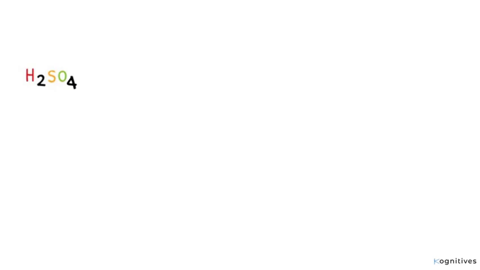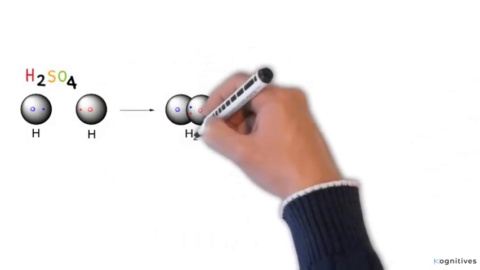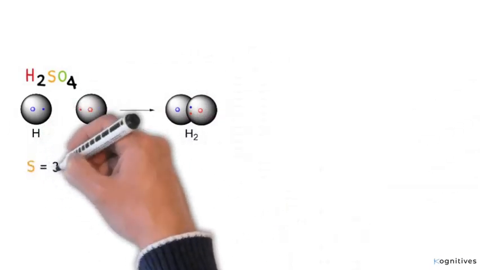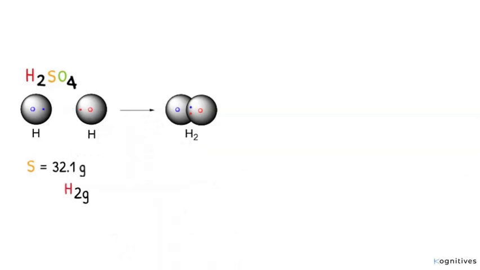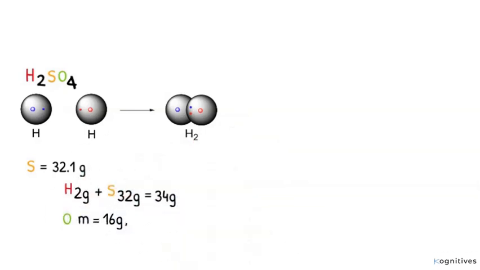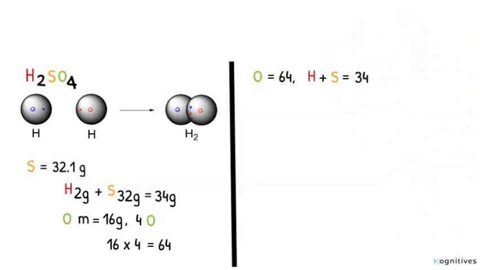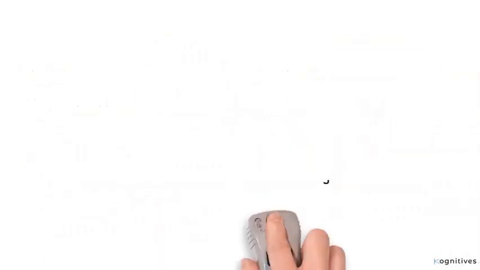H2SO4 means we have two atoms of hydrogen, each having a mass of 1. We have 1 plus 1 equals 2 grams. Sulfur has an atomic mass of 32, so the 2 grams of hydrogen plus 32 grams of sulfur equals 34 grams. And then oxygen has an atomic mass of 16, but in H2SO4 we have 4 atoms of oxygen. That becomes 16 times 4, which is 64. Adding the mass of oxygen, the mass of hydrogen and sulfur, we have 34 plus 64, and that is 98 grams. So it means that 1 mole of H2SO4 is equivalent to 98 grams.